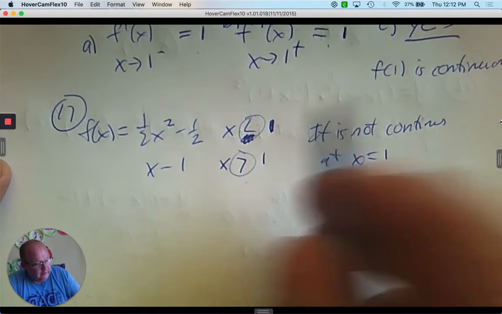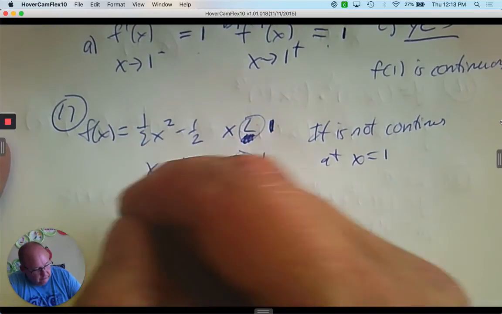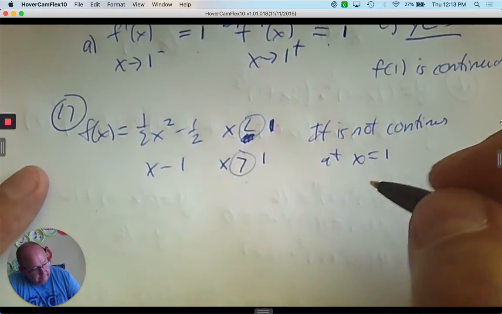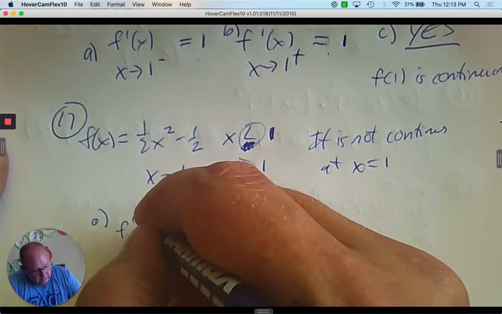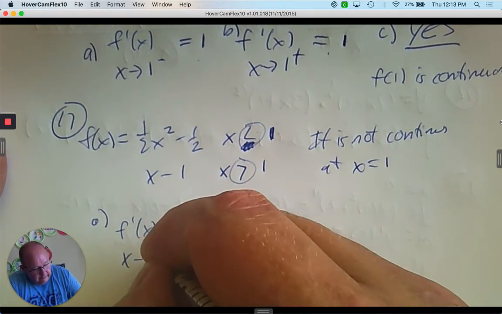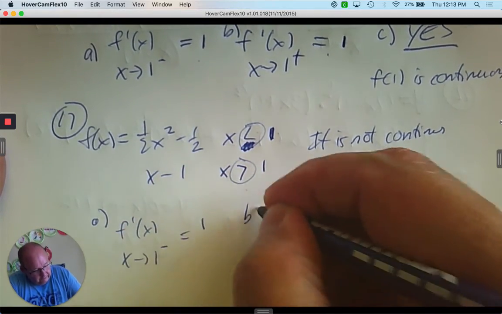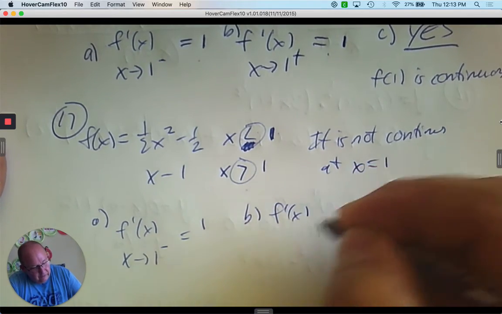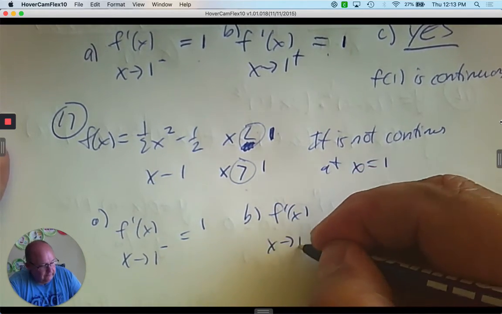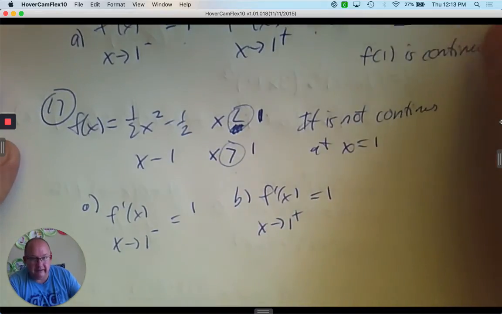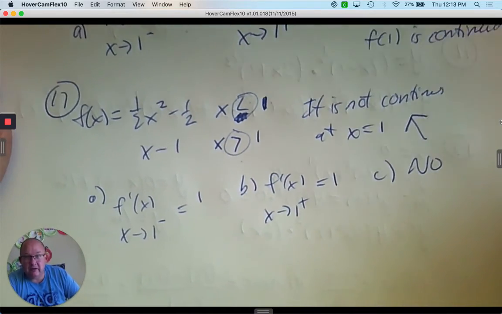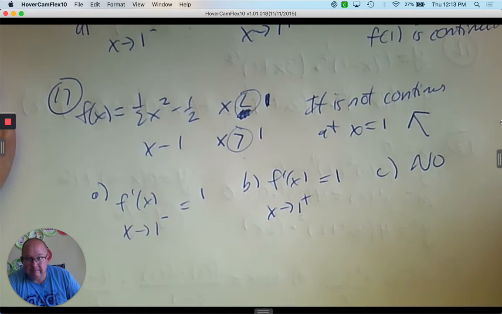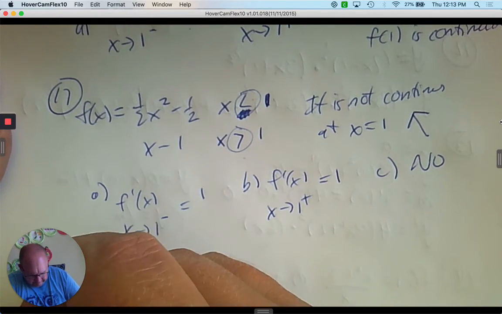I guess if we do it as a limit, approaching it from the left, you could do it. So if it's to be the same as what I just did for 16, the derivative of x from the left is equal to 1, and then from the right, the derivative as x approaches 1. So that's fine, but c is no. So why is it no? Because it is not continuous at x equals 1. So it'd be a hole there.